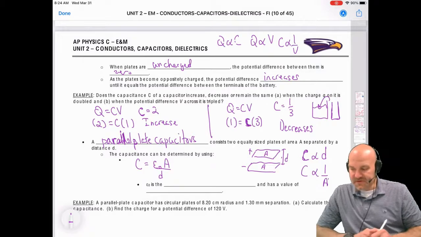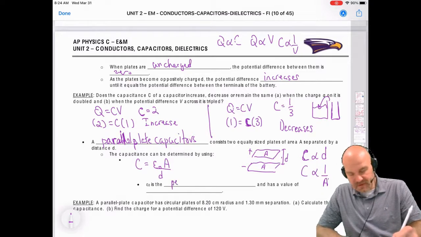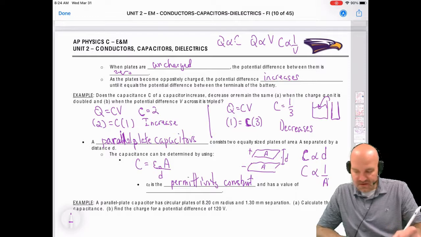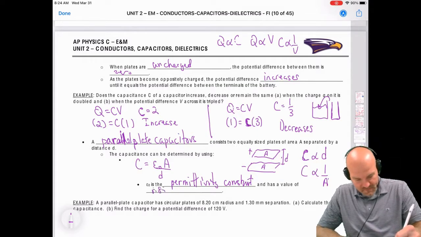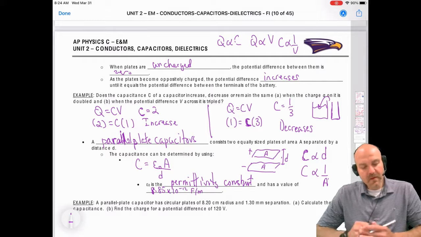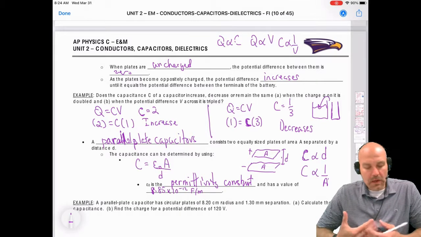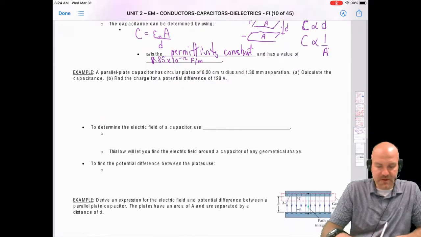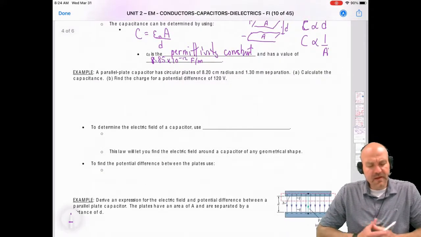And so remember, this epsilon naught, again, is that permittivity constant, and it has a value of 8.85 times 10 to the negative 12th farads per meter. Okay. And so again, this is just a standard that's given to you on the AP Physics C formula chart. Okay. So let's look at an example.